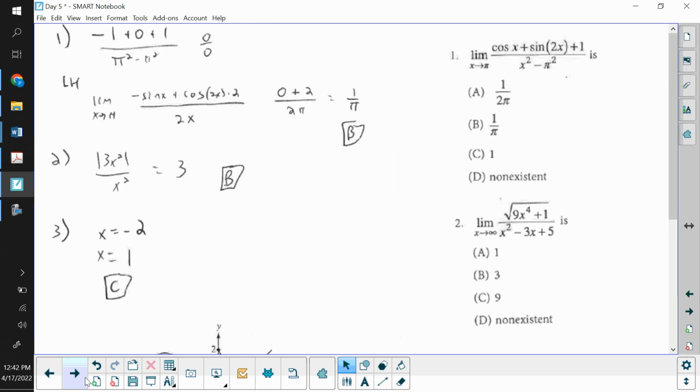All right, first one was a L'Hopital's. When you sub in pi, you end up getting 0 over 0. So take the derivative of the numerator and the derivative of the denominator on its own. Keep in mind pi squared is a constant, so its derivative is 0. Then when you reevaluate by subbing in pi, you just get 1 over pi, so choice B.